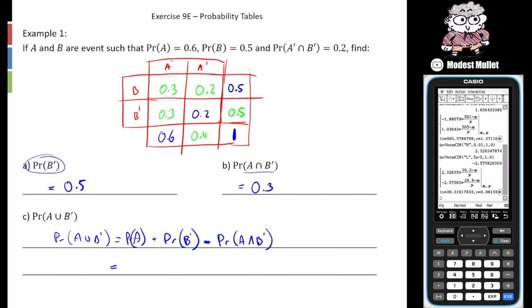Okay. So probability of A we had is 0.6 plus the probability of B dash is 0.5. Take away the intersection of them, which is 0.3, which we had from the previous question, but again you could find it as A intersect B dash. So A, B dash, where do they cross over is the 0.3. So 0.6 plus 0.5 is 1.1, take away 0.3 is 0.8. So that's the probability of getting A or B dash.